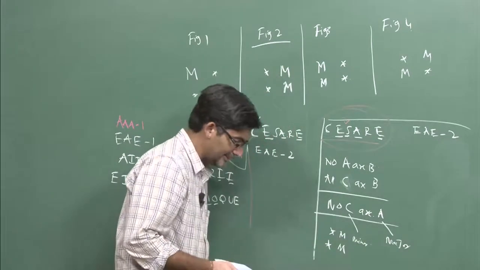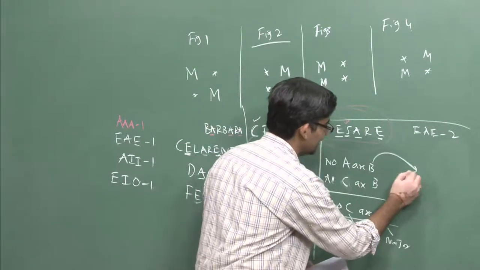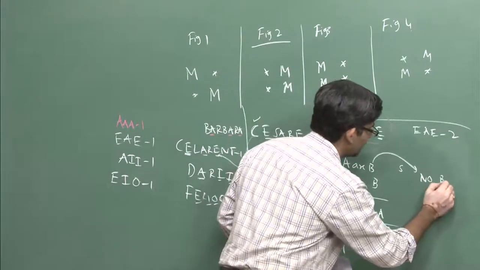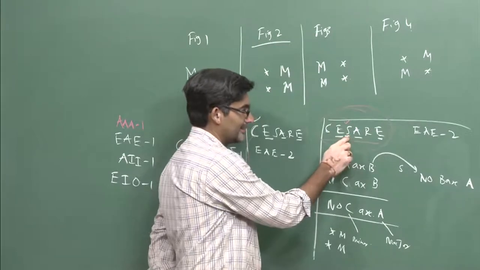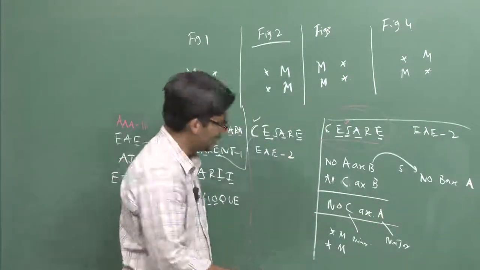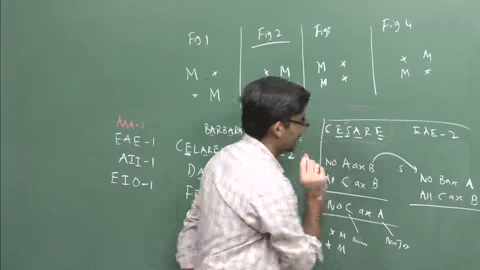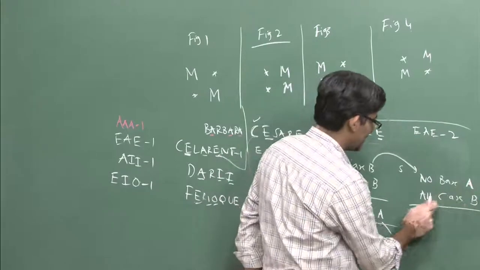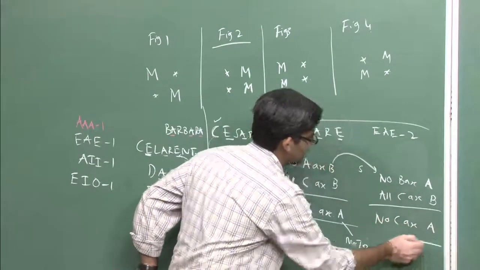So now how does this get converted into Celarent? The first thing you need to note is that we are applying the simple conversion rule. No A's are B's can be converted into no B's are A's, because in this Cesare it says clearly that you need to use the S rule. So the S rule is that you make a simple conversion, and the other things you keep as they are. Now this is the same: no B's are A's, all C's are B's, and this is no C's are A's.